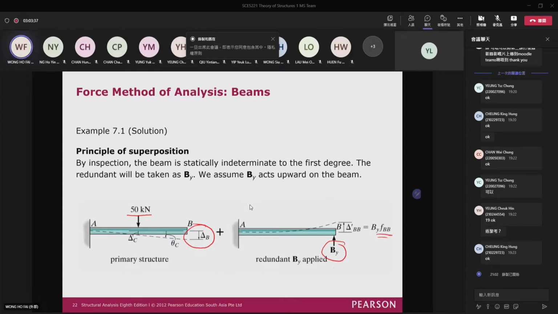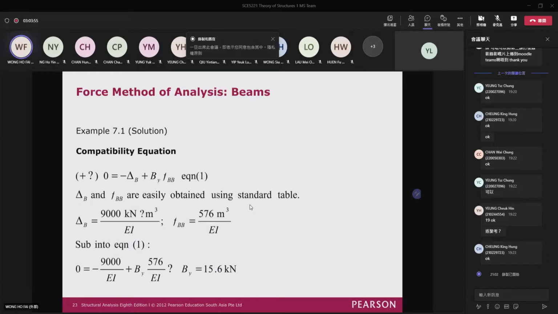FBB means that the load right here is equal to 1 kN, and the corresponding displacement is equal to FBB. If the load is equal to By, then the deflection is equal to By times FBB. Then for equilibrium, negative delta B plus By FBB must be equal to 0. In case you need delta B and FBB, I'll give you a table, because it is too time consuming to find the deflection by yourself. For this type of question, I'll give you a deflection table, and you can check it to find the answer. With this deflection and this deflection, you can find By is equal to 15.6 kN.